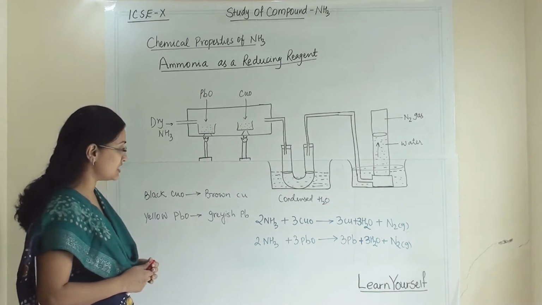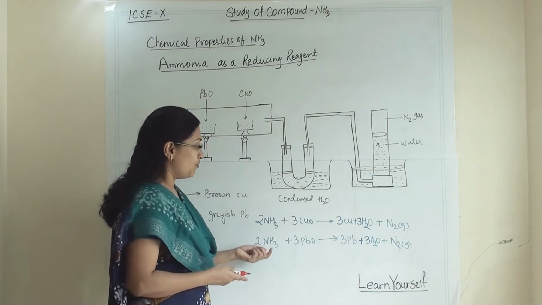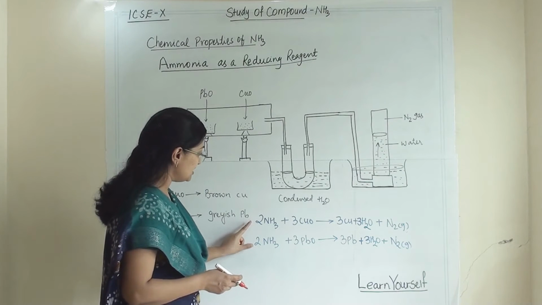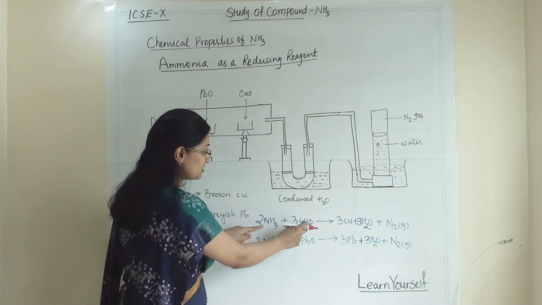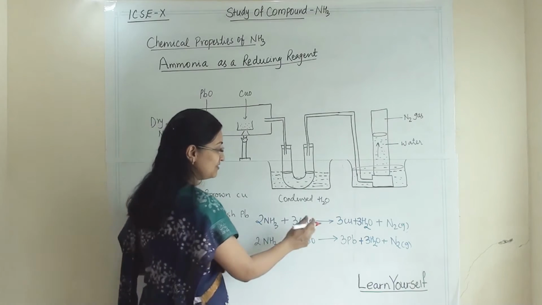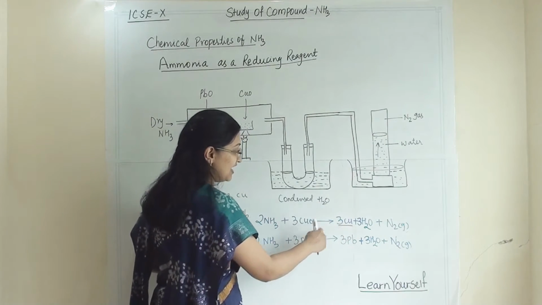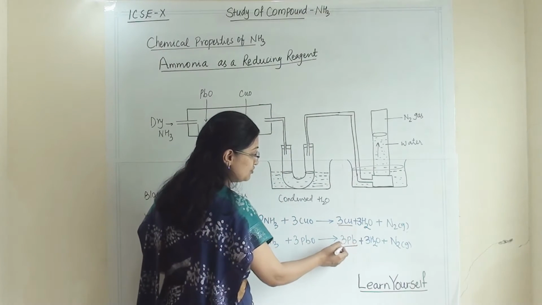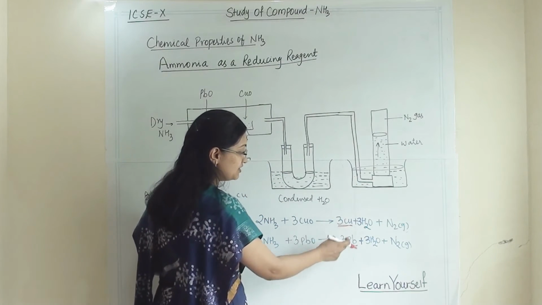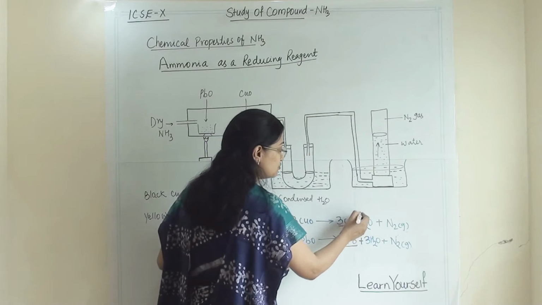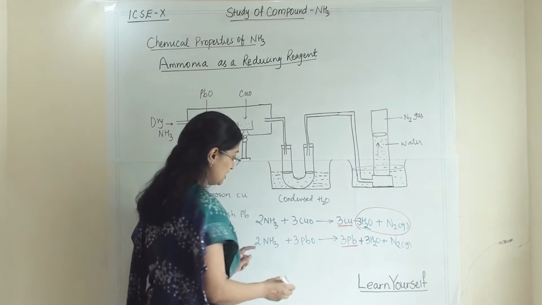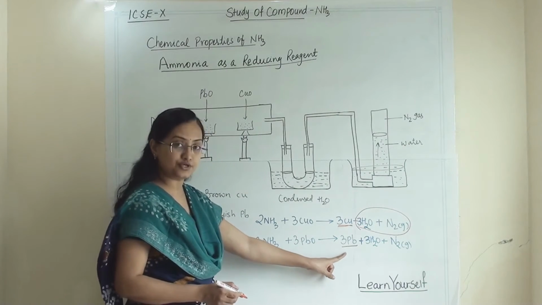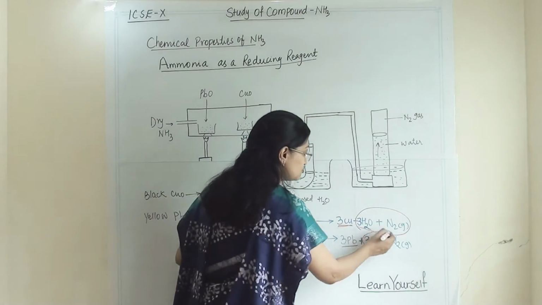Let us first see what is going to happen in this chemical equation. Whenever copper oxide reacts with ammonia, we get copper metal, and we get water and nitrogen. These two are our reduced products. Along with this reduced product, we will get these two. So when ammonia reacts with lead oxide, we get reduced lead and these two products.